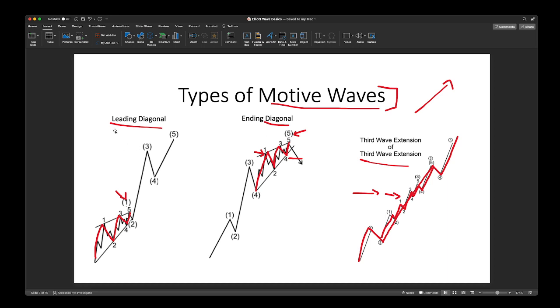And then we have these leading diagonals, ending diagonals, and extensions. Extensions can occur either in the 5-wave movement, in the 1-wave movement, or in the 3-wave movement. We have ending diagonals that only occur in the top, which is the number 5, and leading diagonals only occur in wave 1 of the impulse.